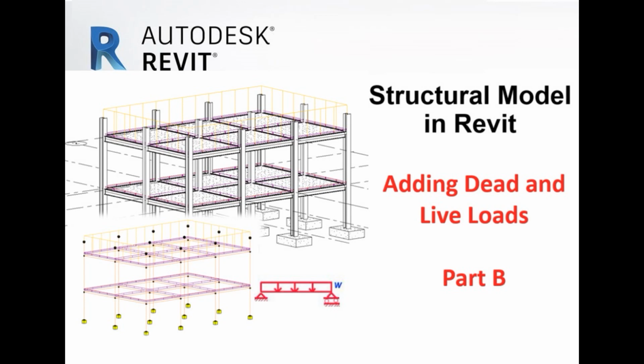Today we are diving into the second part of our series on constructing a structural model in Revit, or an analytical model. If you missed the first part where we created the structural model, you can find the link in the description below. In this tutorial, we'll be focusing on adding dead and live load to our model and how we can calculate them.